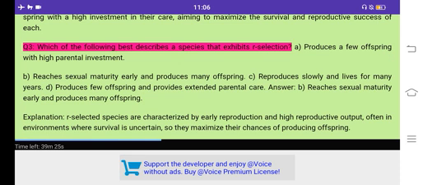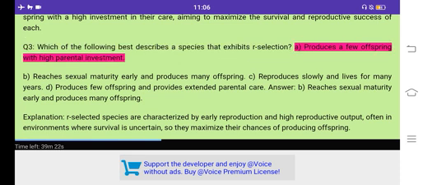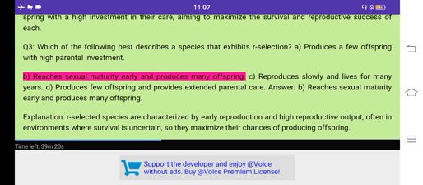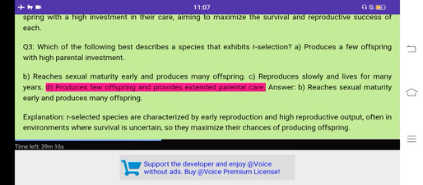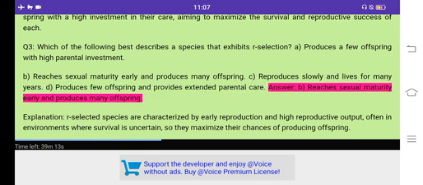Q3. Which of the following best describes a species that exhibits R-selection? A. Produces a few offspring with high parental investment. B. Reaches sexual maturity early and produces many offspring. C. Reproduces slowly and lives for many years. D. Produces few offspring and provides extended parental care. Answer. B. Reaches sexual maturity early and produces many offspring.